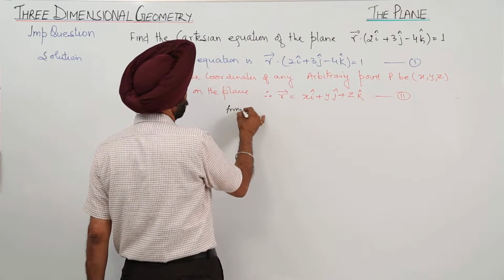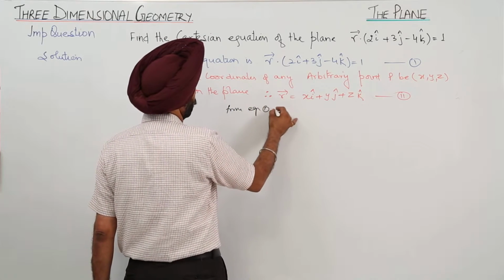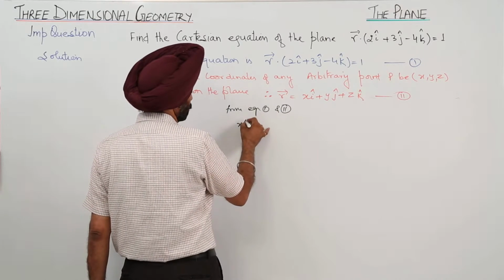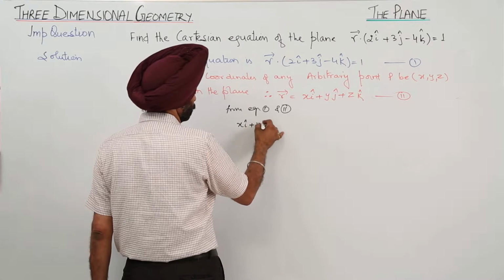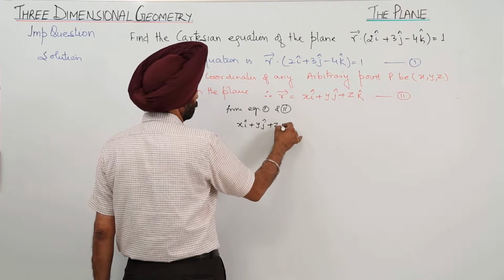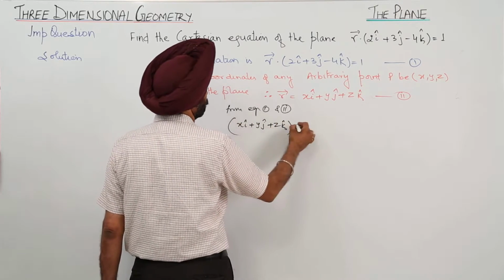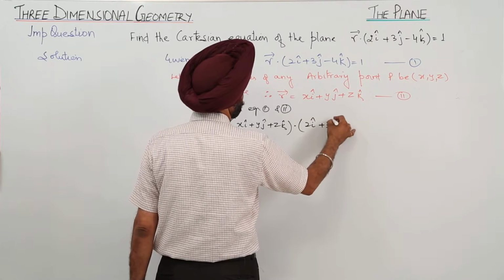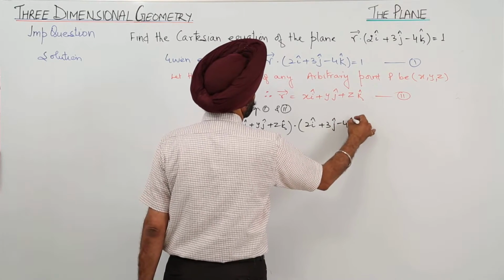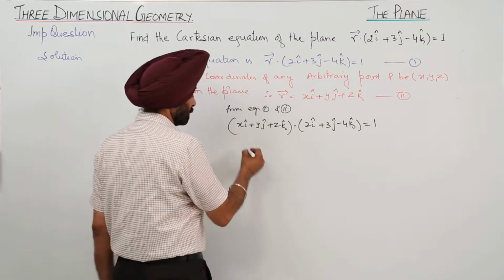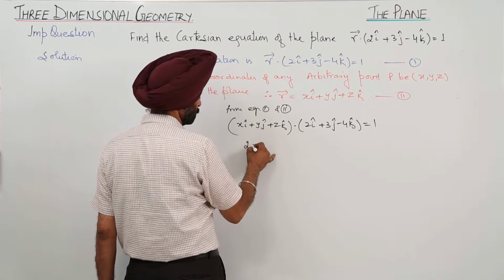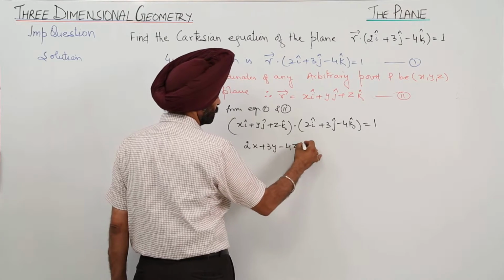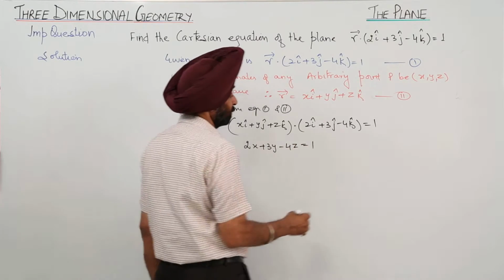Now from equation 1 and 2, xi cap plus yj cap plus zk cap dot 2i cap plus 3j cap minus 4k cap is equal to 1. Now this becomes 2x plus 3y minus 4z is equal to 1.